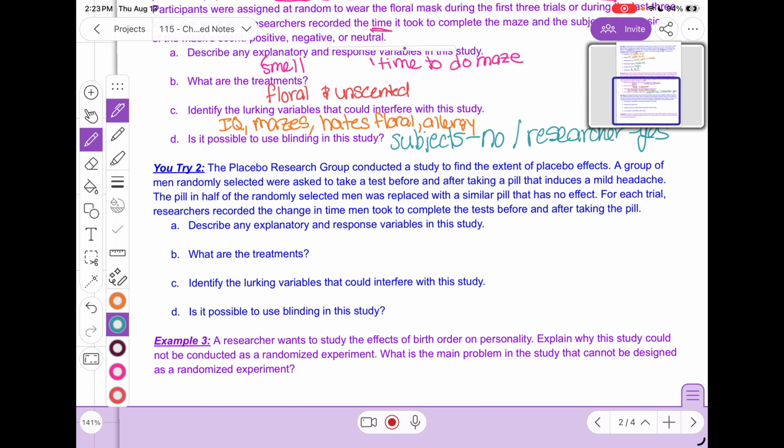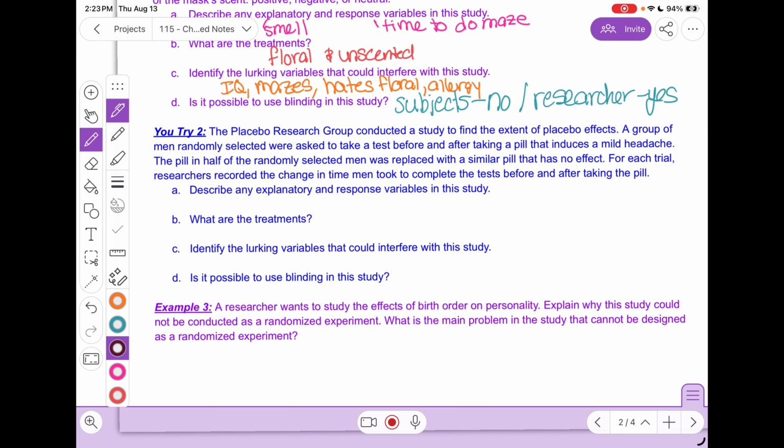All right. So you try. See if you can figure that one out. Okay, placebo research group conducted a study to find the extent of placebo effects. Group of men randomly selected were asked to take a test before and after taking a pill that induces a mild headache. The pill in half of the randomly selected men was replaced with a similar pill that has no effect. For each trial, they recorded the change in the time it took men to complete the test before and after taking the pill. So, the explanatory would be the pill, and the response would be the time to take the test. Time to do test.